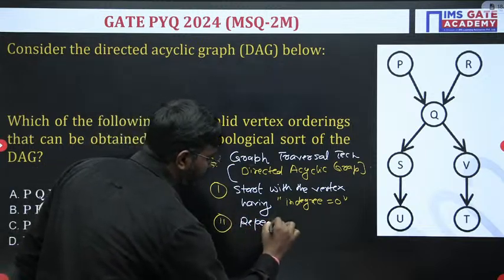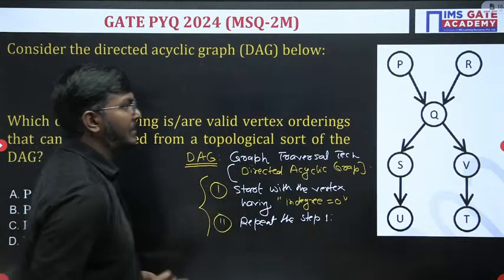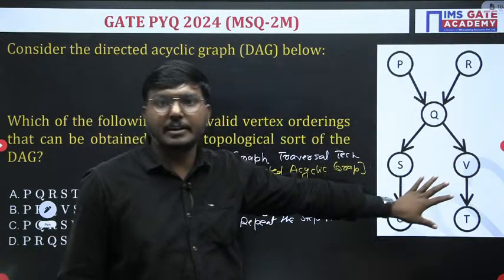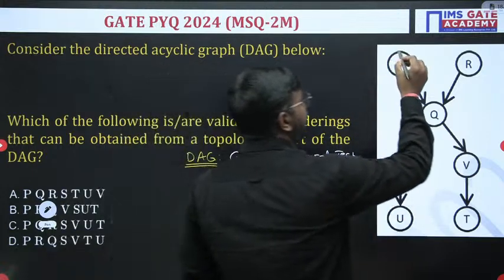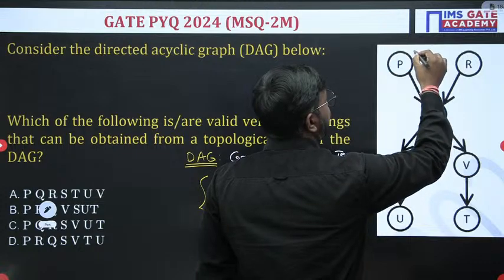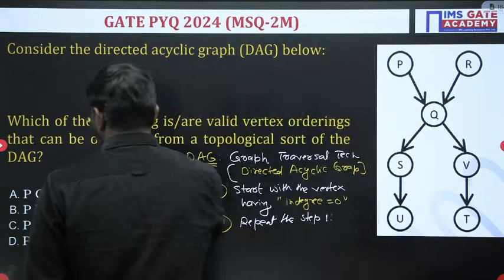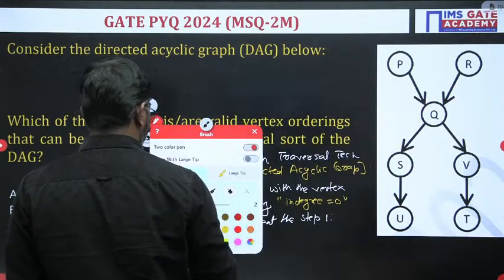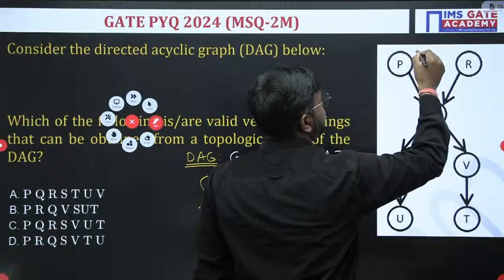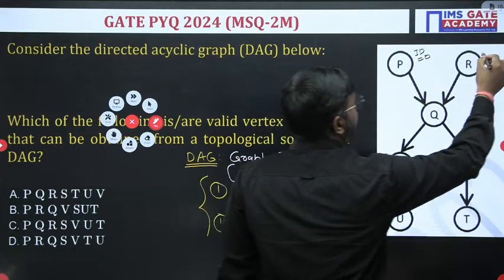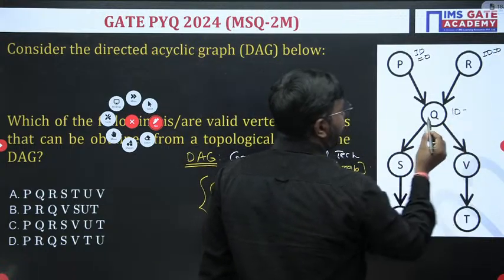Repeat step 1. Getting my point? This is a simple algorithm. Now if you observe this complete graph, the in degree must be 0. I can see for P and R here, the in degree is 0. In degree is 0 for P and in degree is 0 for R. For the remaining vertices, the in degree for Q is 2.